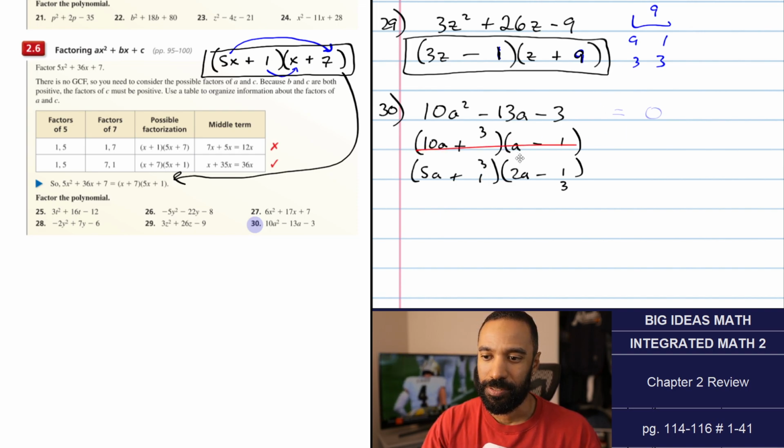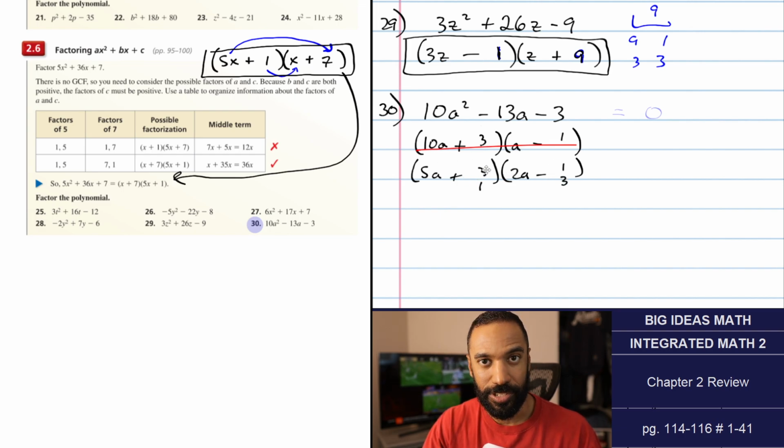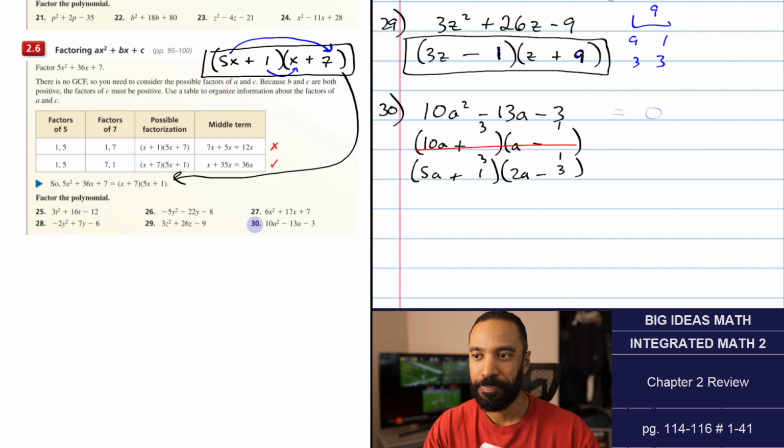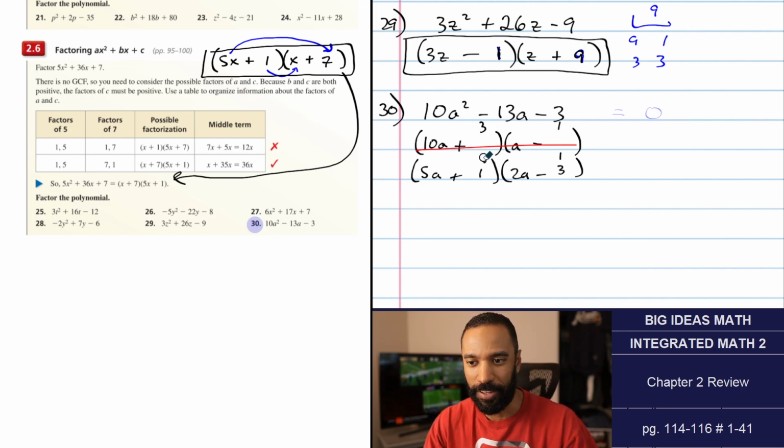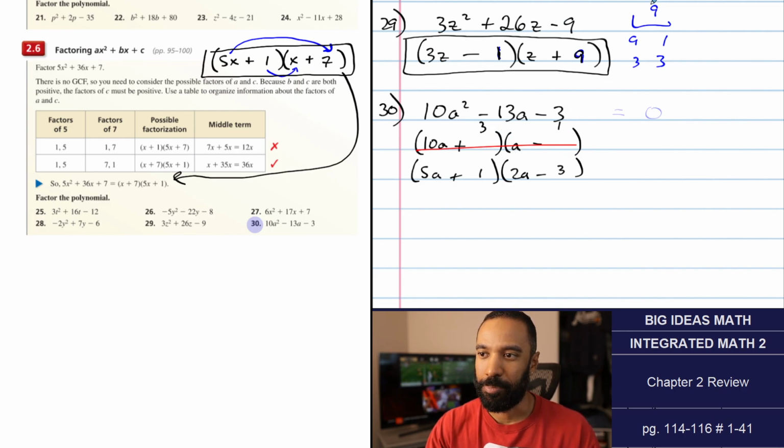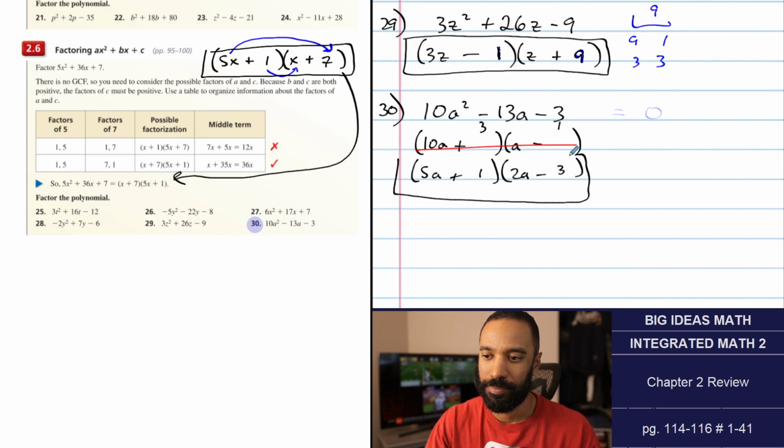All right, let's try these ones. Let's try 5 and 1. Negative 5 plus 6. That's 1. Now let's try this last one. Negative 15 plus 2. Okay, it's negative 13. So it ends up being that very last one. We're going to get 5a plus 1 times 2a minus 3.